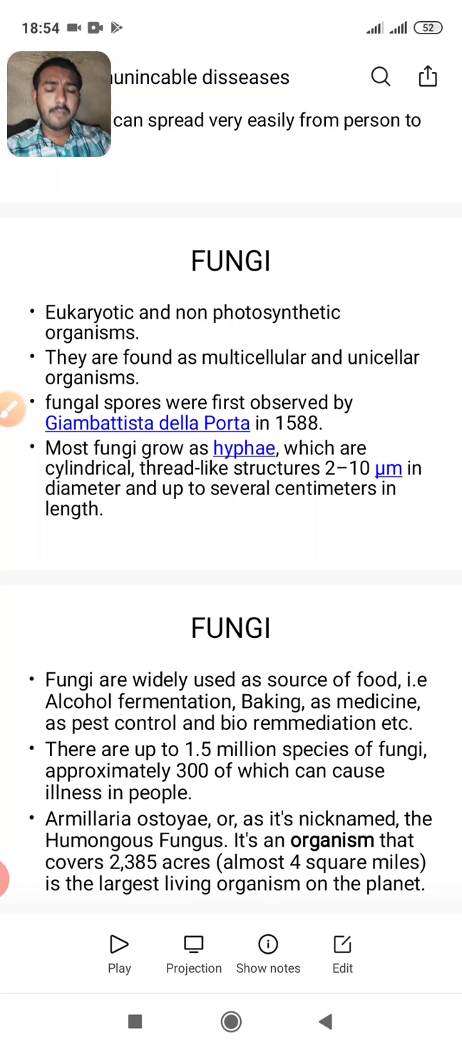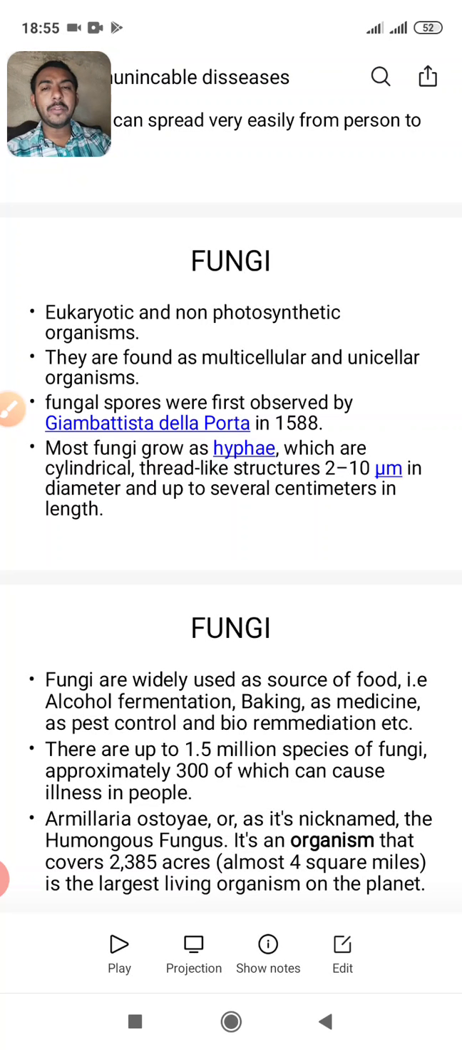So what are the distinct characteristics of the fungi that make them different from the plant species? They are eukaryotic and non-photosynthetic organisms. The number one difference which makes them different from other plants is that they are not photosynthetic. Everyone knows that plants contain chloroplast, so they are photosynthetic. But fungi are eukaryotic and non-photosynthetic.